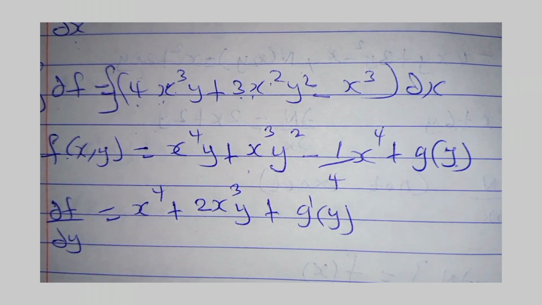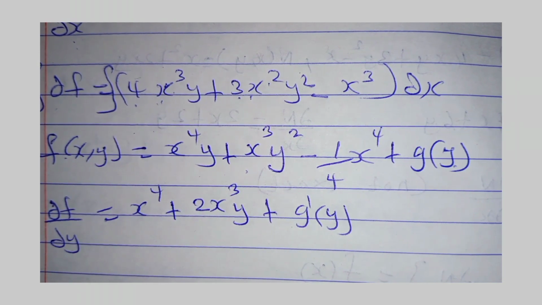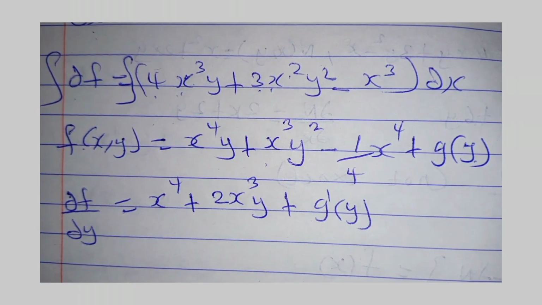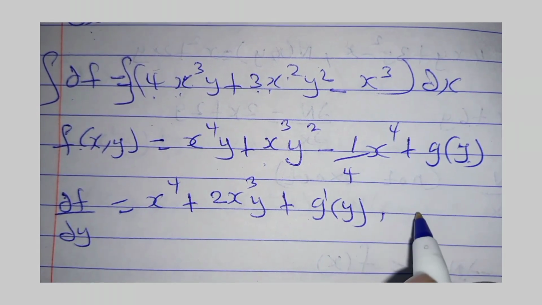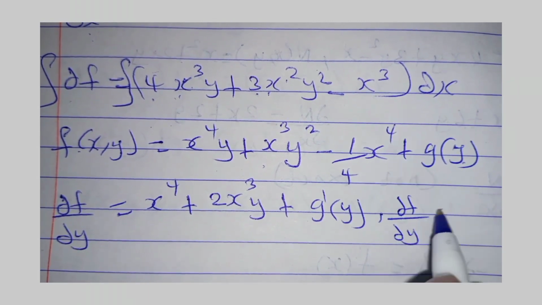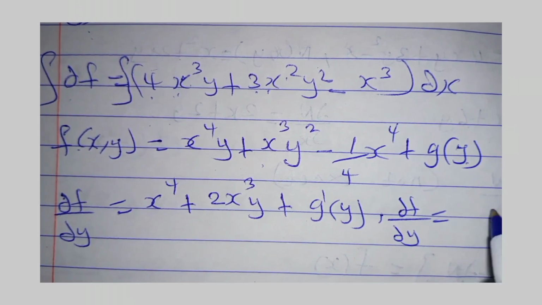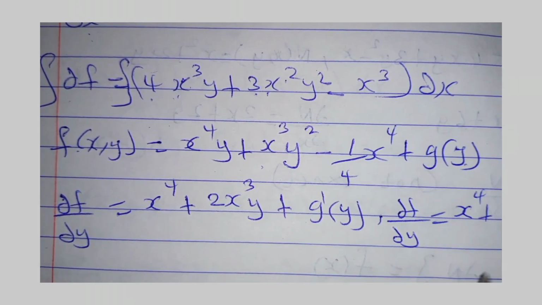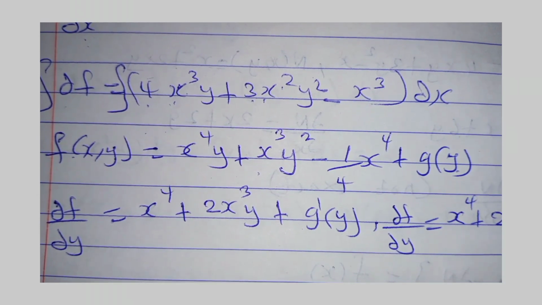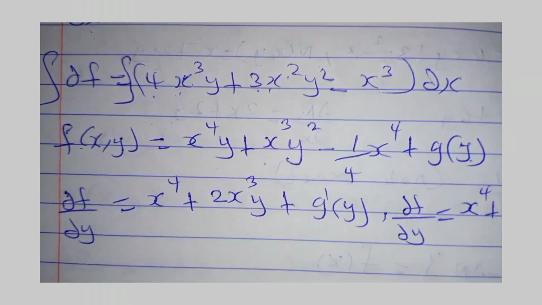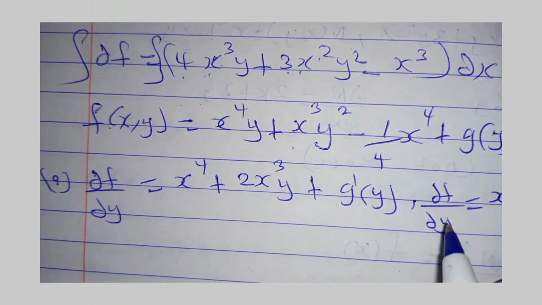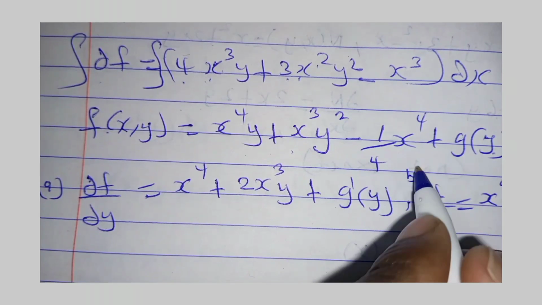After obtaining that, we are going to compare it with what we are given. We are given partial of f with respect to y is equal to x to the power 4 plus 2x cubed y. When you compare, you can call this equation A, and this other equation here, we can call it equation B.